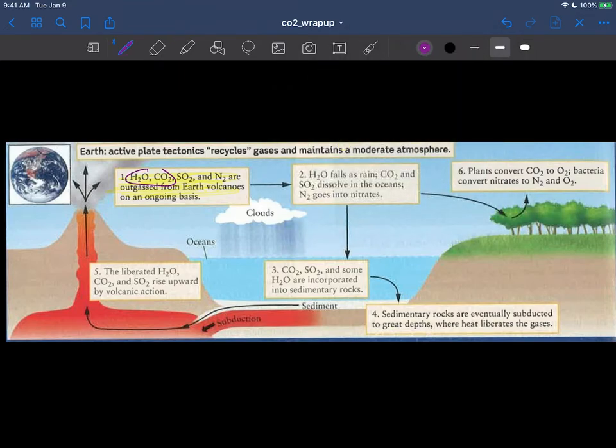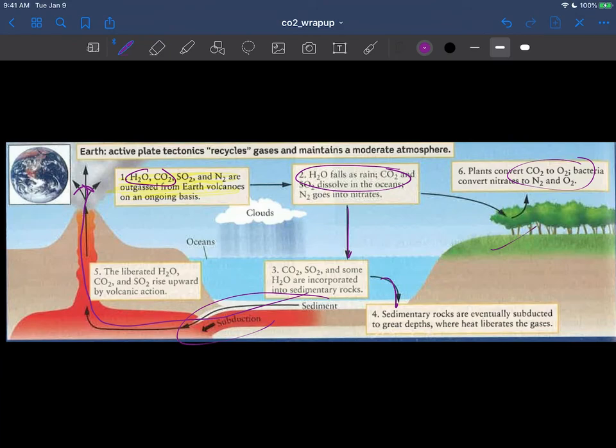Okay, so as you can see here, exactly as I outlined, the water can fall as rain, dissolving the CO2. They can go down to the ocean. They become part of sedimentary rocks. Plants convert the CO2. And of course, if you have a good old subduction zone here, then the CO2 can get liberated back into the atmosphere through a volcano, or remember, burning fossil fuels or decaying of a live organism. But in either case, the CO2 gets cycled.